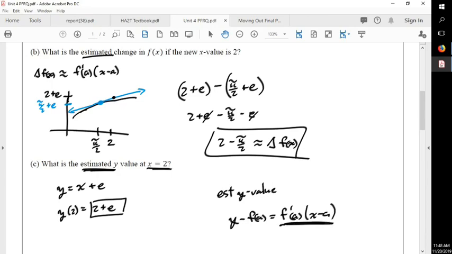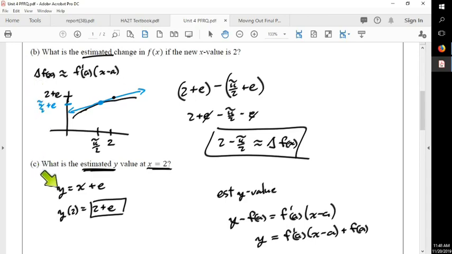Okay, this is your estimated change in y. You would add this to both sides, and so your estimated y value would equal the estimated change plus f of a. Now, you know what f of a is, right? f of a is this right here, pi over 2 plus e in our scenario. So adding the change plus the original y value gets you the estimated y value. Do you see how that works? This is the change, this is the original y value, and if you add the change to the original y value, that's how you get your estimated y value.